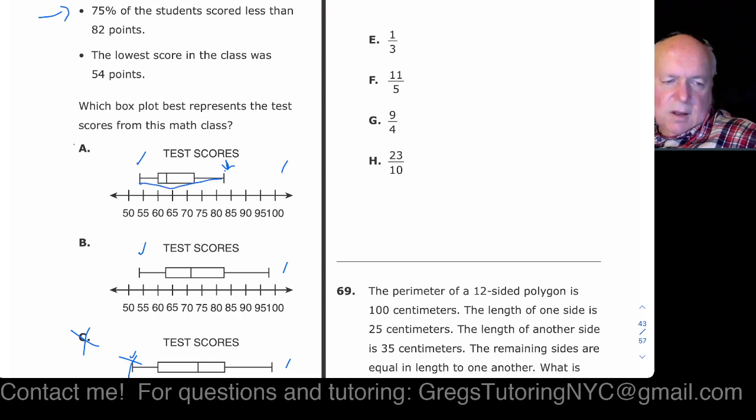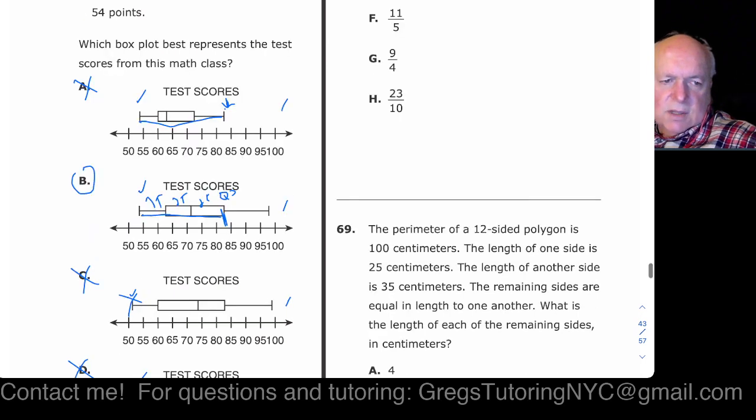Over here, Q3 is 82. If Q3 means there's 25% here, 25% here, and 25% here, then yes, 75% did do that. And that's about 82 right there. So that's your answer there. That would be B. C and D also have the 82%, so they would have worked, but they failed for other reasons. That's what they're asking you to do for this.